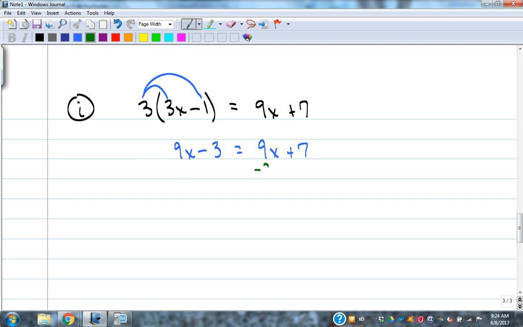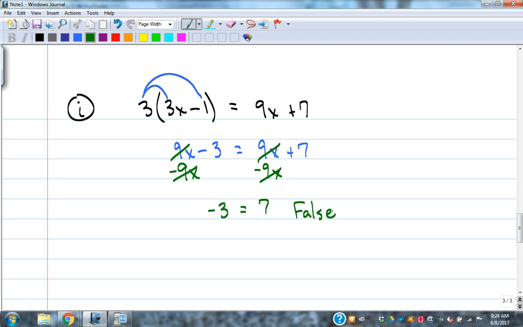So if I try to move the 9x over here, 9x minus 9x, they cancel each other out again. But I'm left with negative 3 is equal to 7. Is negative 3 ever equal to 7? No, never is. So that's a false statement.